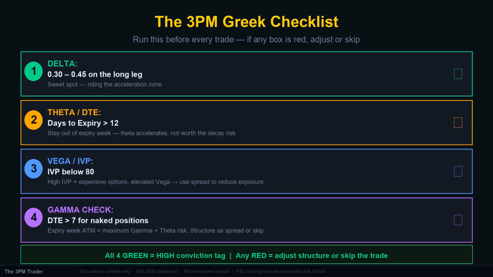4. Gamma check. If you are within 7 days of expiry, the game changes completely. Avoid naked long options in expiry week. If all four are green, I tag it high conviction. If any one fails, I adjust the structure or skip the trade entirely. Greeks are not just theory. They are the reason every option trade works or fails.